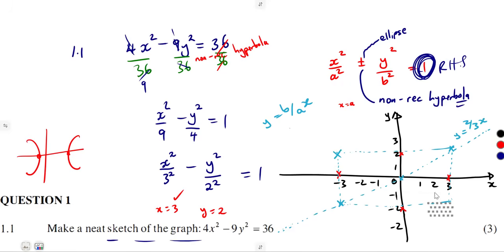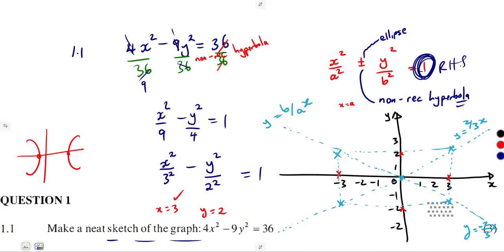Also, there is another asymptote passing through these points again, which is going to carry a negative. It's going to be having what? A negative gradient. So it's y is equal to minus b over what? Over a, which is minus 2 over 3 x. Okay, so that is it.